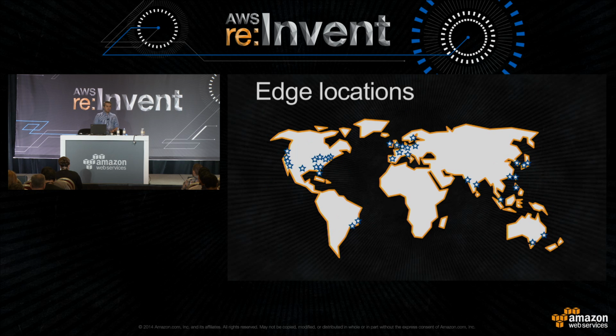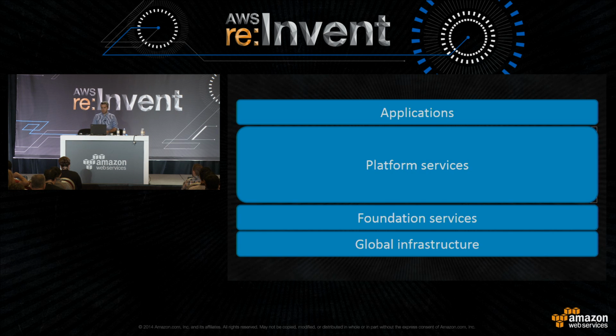We also have edge locations around the globe for our CDN service and our DNS service, CloudFront and Route 53, respectively. Over 50 of these today around the globe, and more of these kind of coming online periodically. We've definitely added quite a few this year. I'm sure you'll see us continue that trend over the future. So that's kind of the large view looking globally down.